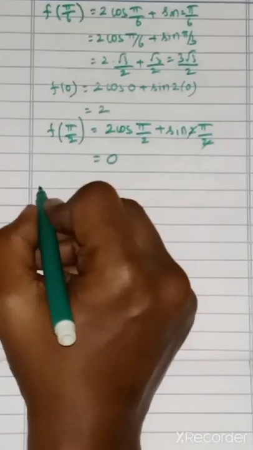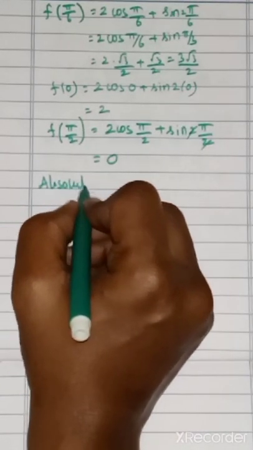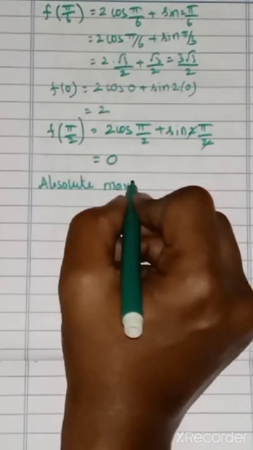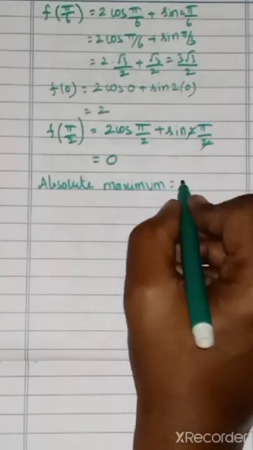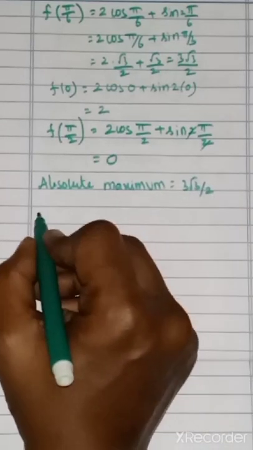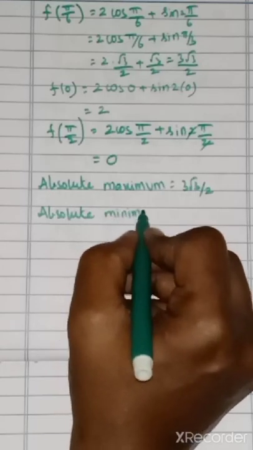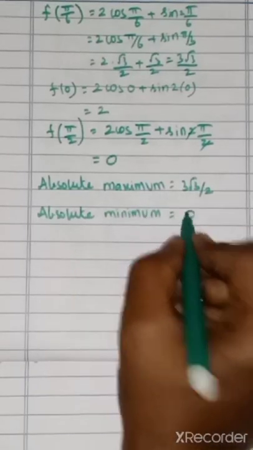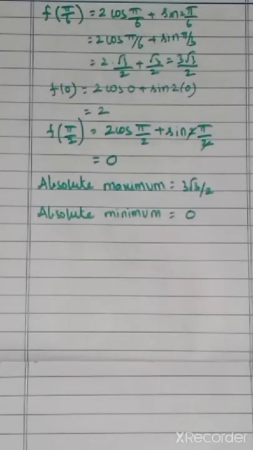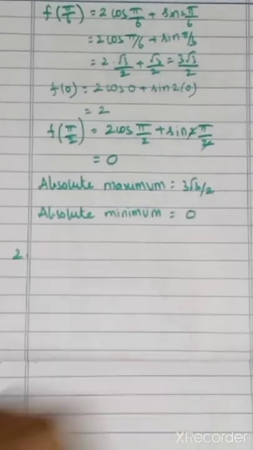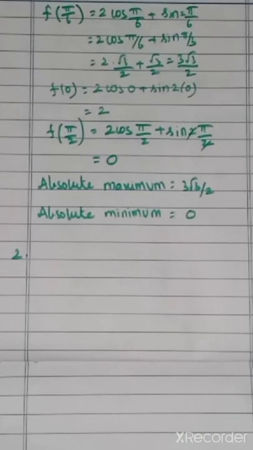Now tell me what is your absolute maximum. So absolute maximum is 3 root 3 by 2 and absolute minimum is 0. This is your final answer. Now take your second question. Find the intervals of monotonicities and hence find the local extremum for the following function.